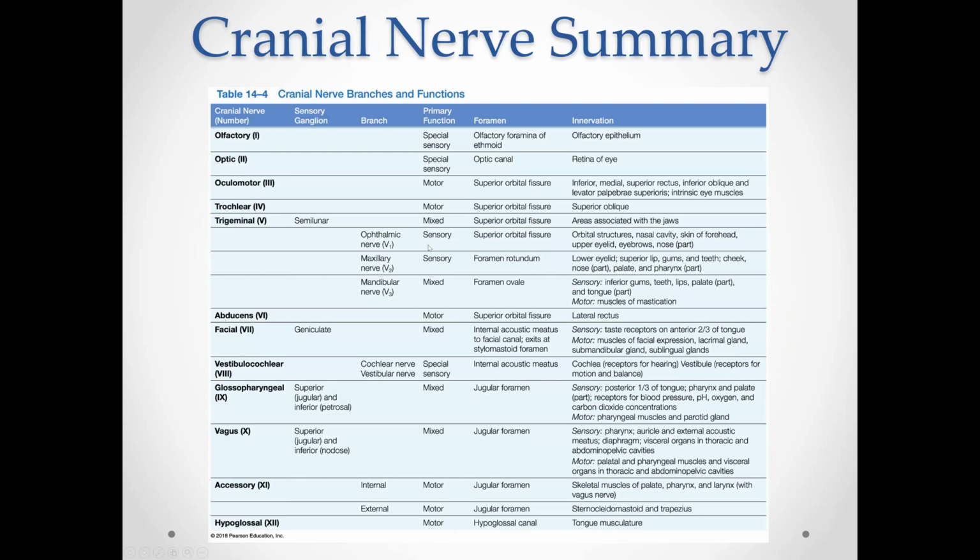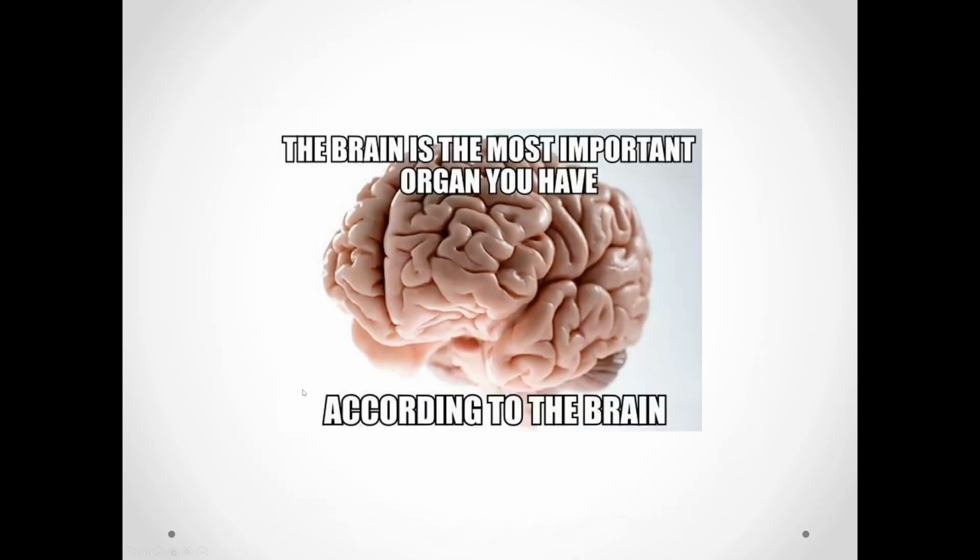And then here is a summary of the 12 cranial nerves. And again, you should know their names, their numbers, whether they're sensory, motor, or mixed, and then what other information that I presented on the slides. And that is the end of chapter 14.